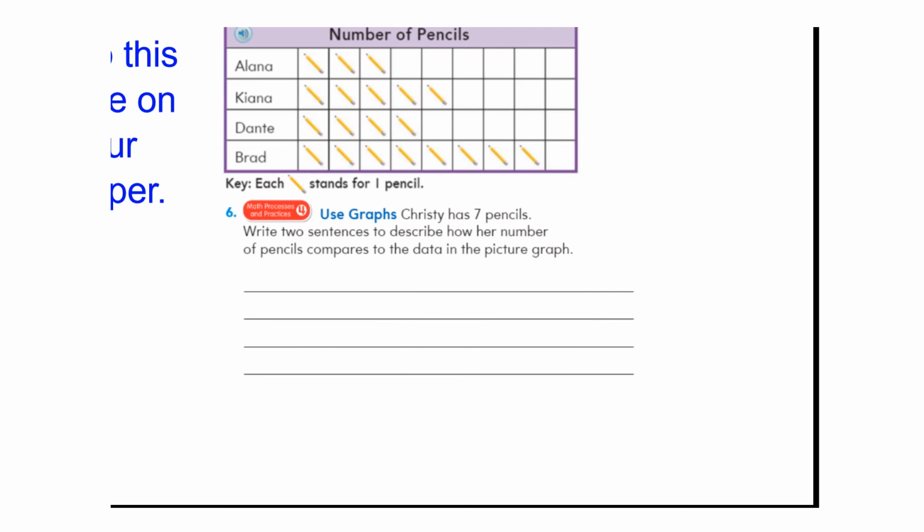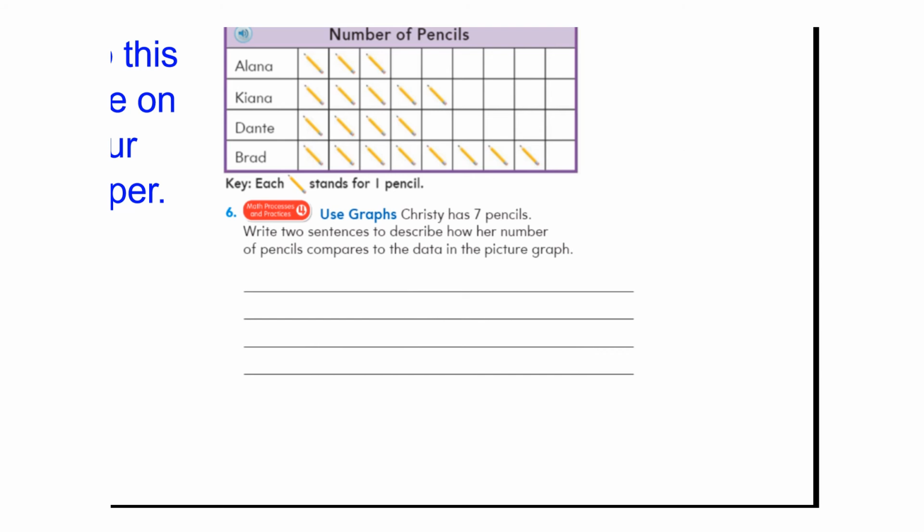Okay, another pencil graph. It says Christy has 7 pencils. Write 2 sentences to describe how her number of pencils compares to the data in the picture graph. Well, Brad has 1, 2, 3, 4, 5, 6, 7. So Brad has 1 more pencil than Christy. That's one sentence. Brad has 1 more pencil than Christy. You could say Christy has 1 less pencil than Brad. Okay, you could say Christy has 3 more pencils than Dante because Dante has 4.